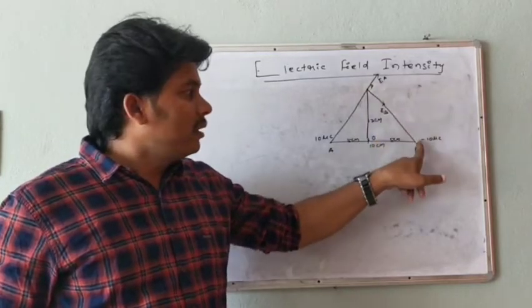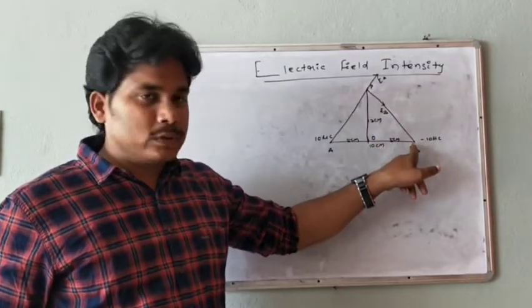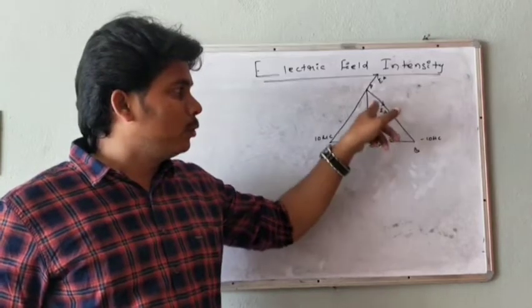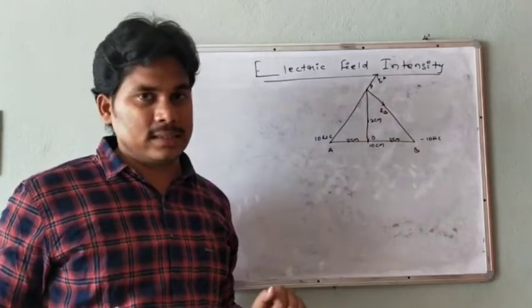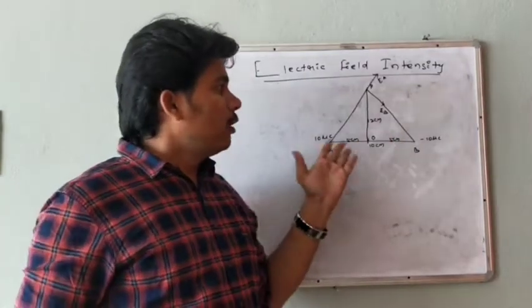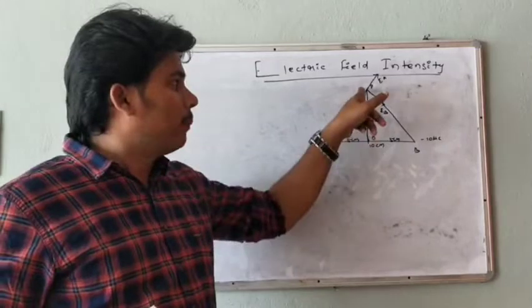And for the point B, this is a negative charge. The electric field intensity due to these two charges attract each other. That's why the direction is in this direction. Now we are finding the electric field intensity at point P.